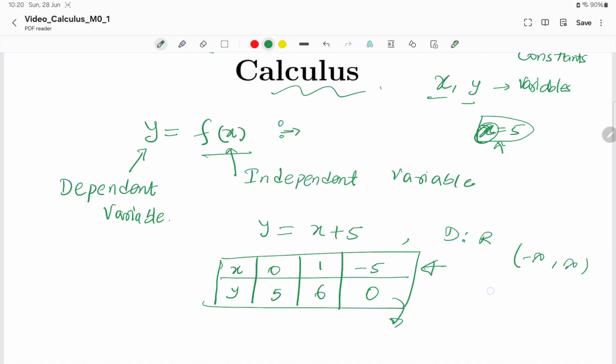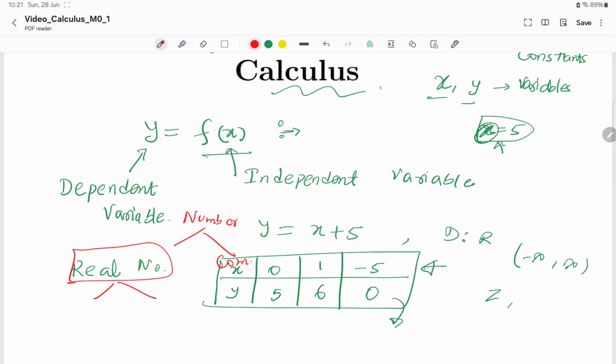It's not that you can only use integers. Each and every real number. A real number again has two components. Mainly you can say that a number is divided into two parts: one is real and the other is complex. Complex means imaginary number. Under real, we have divided numbers as either rational numbers or irrational numbers.